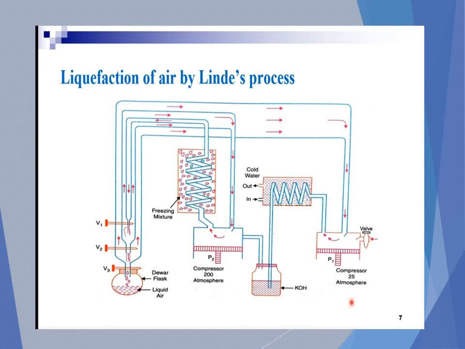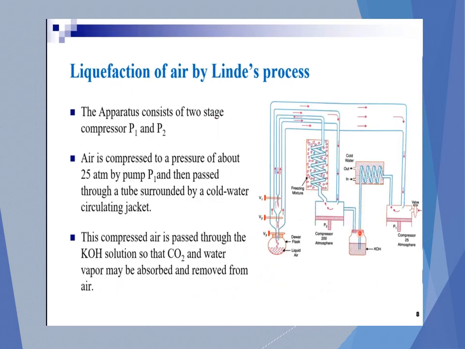The apparatus for liquefaction of air by Linde's process is shown in the figure. The apparatus consists of the pumps P1 and P2, then the freezing mixture, and the three nozzles V1, V2, V3, where the gas is compressed. Finally, the liquefied air is collected in the Dewar flask.